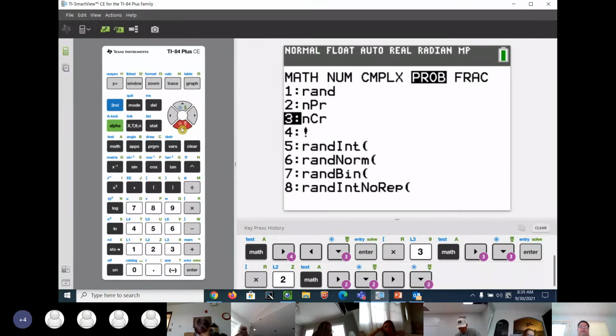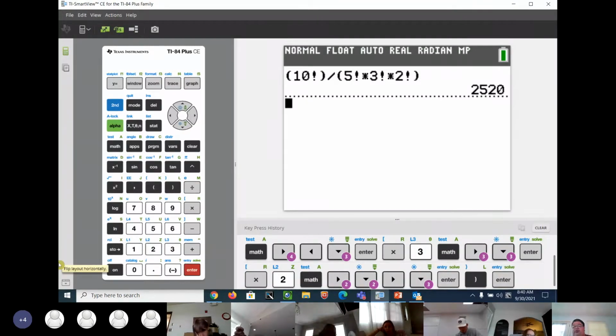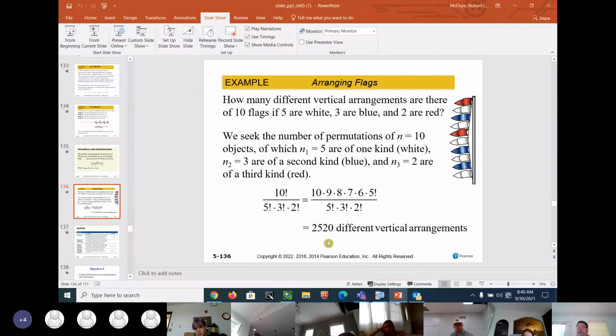Much harder with a mouse. Close parentheses and enter. So you've got 2,520 different arrangements of those trees or flags. And that's how you do that problem. Now remember, it's going to be flags or trees.